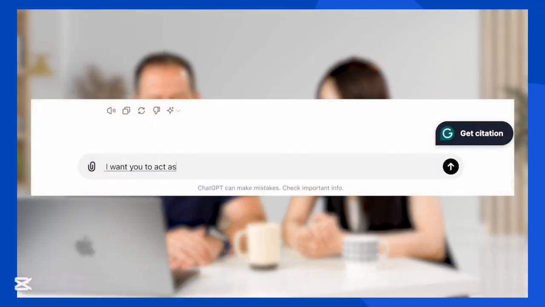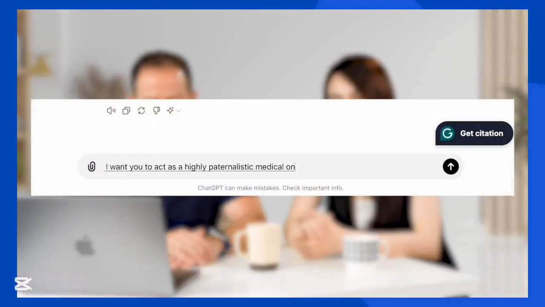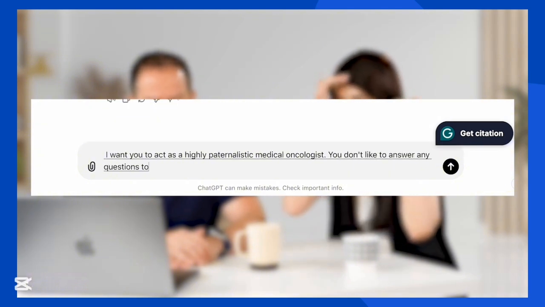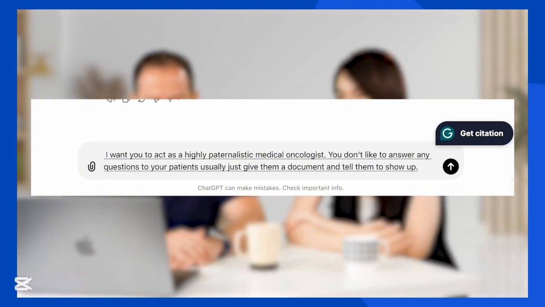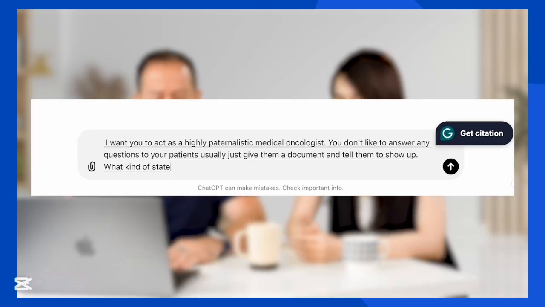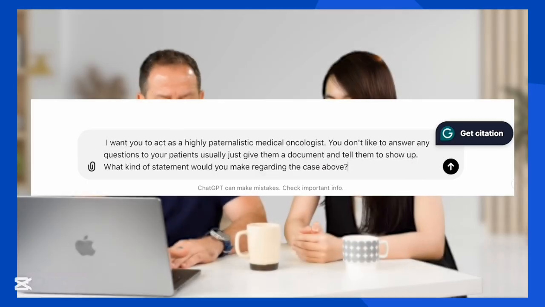I think we could change it to, you know, say, I just want the facts and tell me quick answers. Tell me what to do, doc. The paternalistic view. Actually, that's curiosity. Let's see. I want you to act as a highly paternalistic medical oncologist. You don't like to answer any questions to your patients. You usually just give them a document and tell them to show up, full stop. What kind of statement would you make regarding the case above?